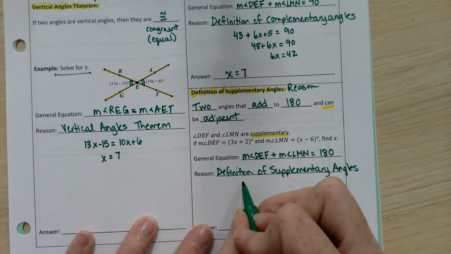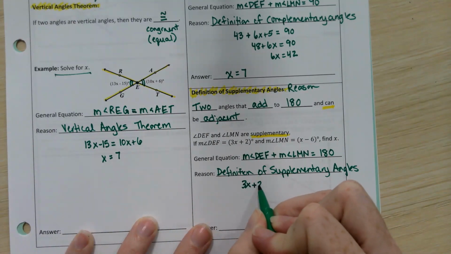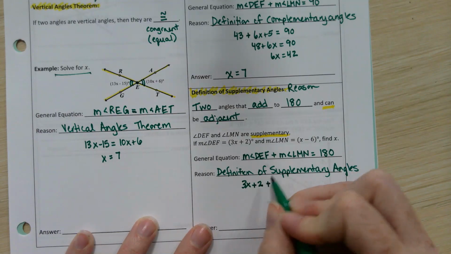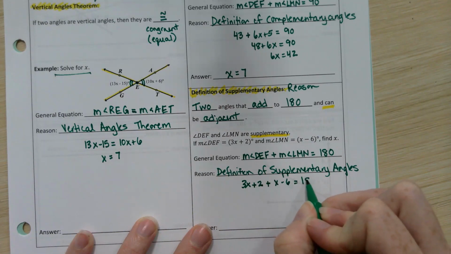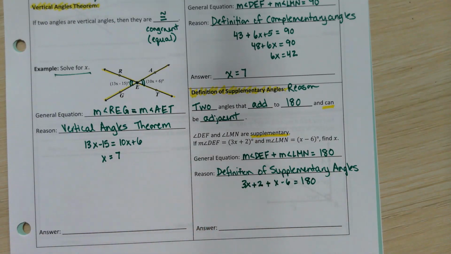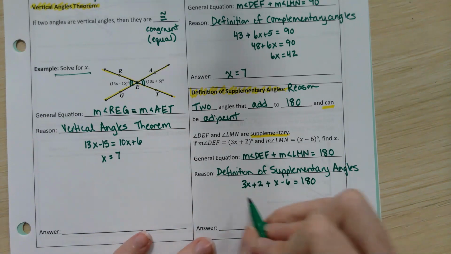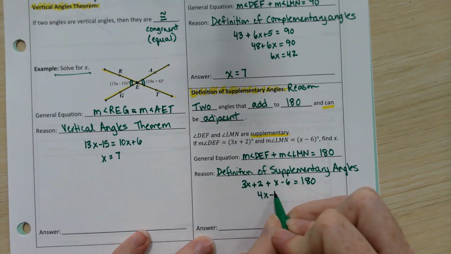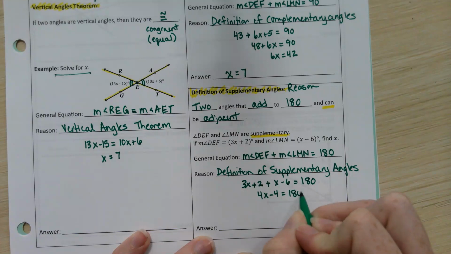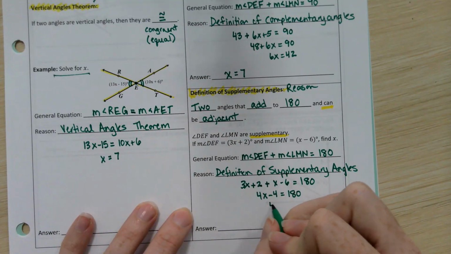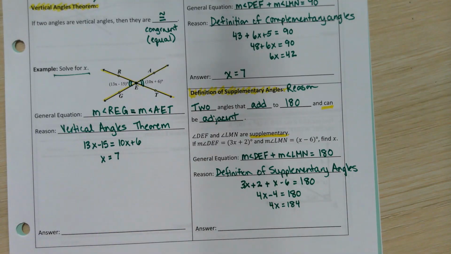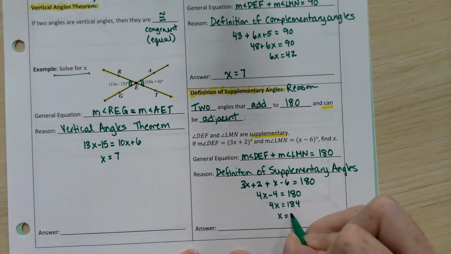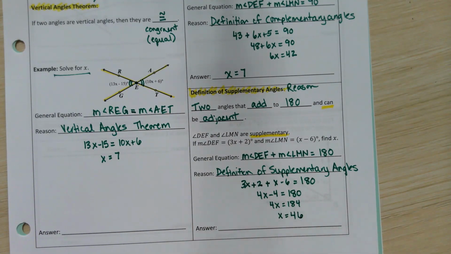So if we substitute our values in, the measure of angle DEF is 3x plus 2. We're going to add to that the measure of angle LMN, which is x minus 6, and together they're going to make 180 degrees since they're supplementary. A little bit more to do this time with like terms, since we have x's that can be combined and constants. I'm going to add 4 to both sides, and then when we divide, x is going to turn out to be 46 for this problem.